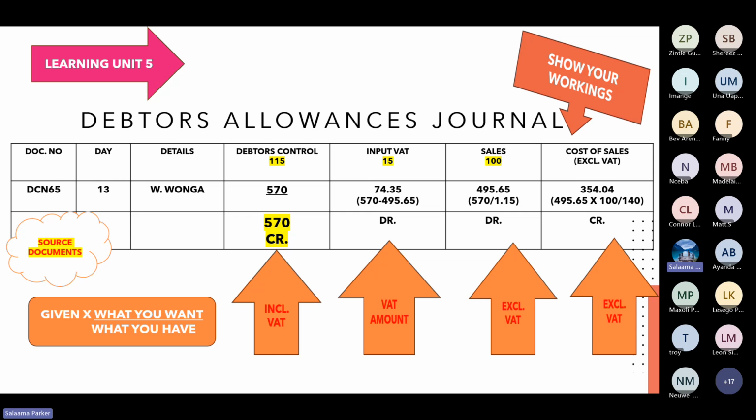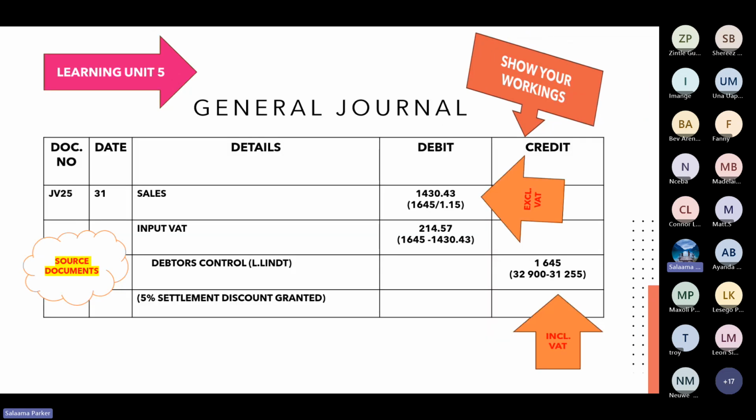Right, so now our last journal here that I wanted to do was for the last transaction, the settlement discount that was granted. Okay, so again, your source document, don't forget journal voucher, the date, and now your double entries. Okay, right. So you're going to debit sales, you're going to debit input VAT, and you're going to credit the debtors control. Okay, and don't forget, if they give you the journal narration, you have to also record that. Show your workings again.